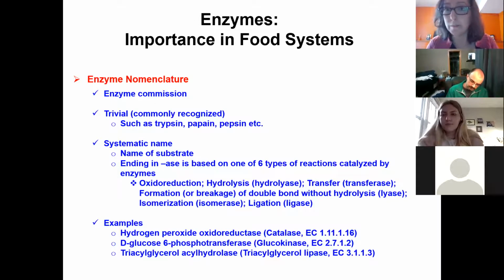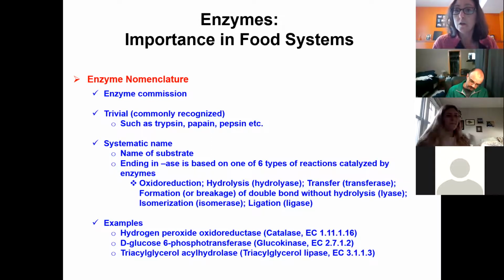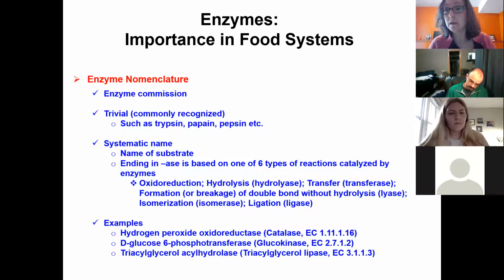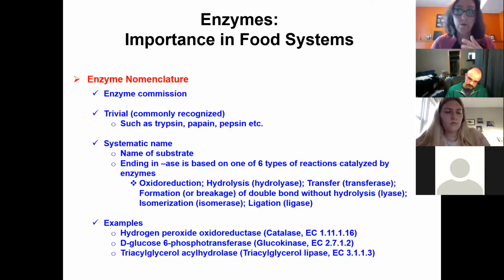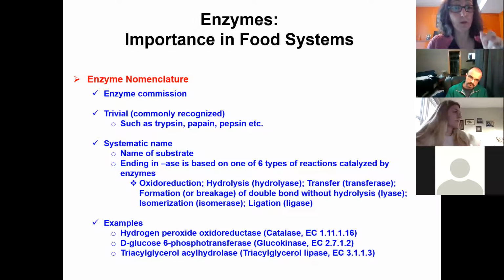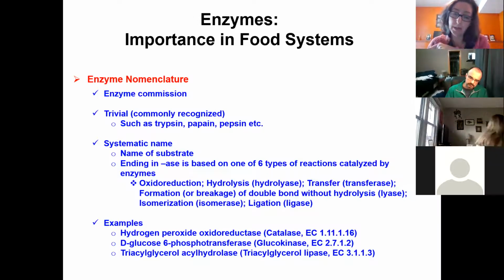This name doesn't tell you anything about the enzyme unless you know this enzyme. There's also the systematic name, which tells you a little bit about the enzyme. So the name of the substrate is part of the enzyme. For example, lipase is an enzyme that breaks down lipid. A protease is an enzyme that breaks down protein. Sucrase is an enzyme that breaks down sucrose. So the name of the substrate is in the name of the enzyme. Also, ending with -ase is an indication that it is an enzyme.